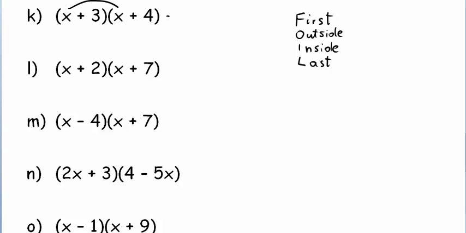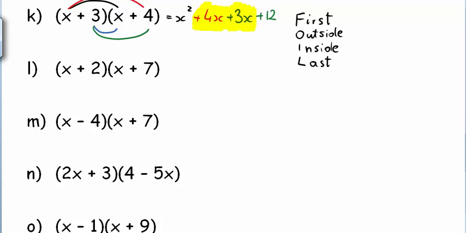X times x is simply x squared. Now the outside, x times 4 is positive 4x. 3 times x is positive 3x. And the last one, 3 times 4 is 12. As you can see, I can actually combine these two terms because these are like terms, 4x and 3x. If I add them, I will get x squared plus 7x plus 12.